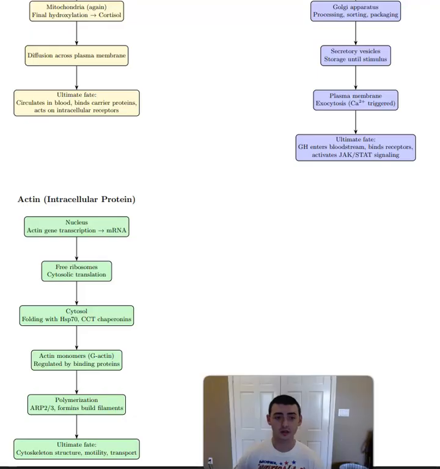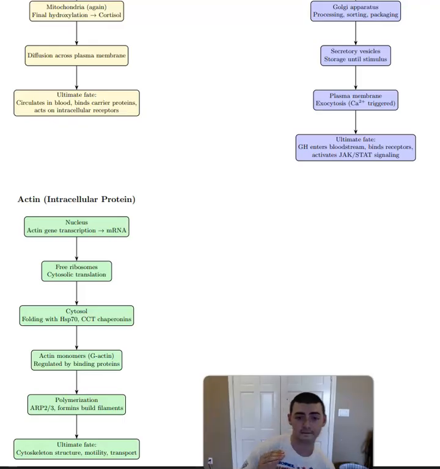In conclusion, to summarize, lipids like cortisol are synthesized mainly in the mitochondria and smooth ER, then diffuse out to act as hormones. Secreted proteins like growth hormone follow the classic endomembrane pathway: nucleus, rough ER, Golgi apparatus, vesicles, and then exocytosis.